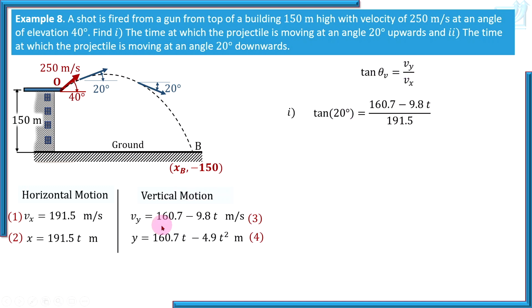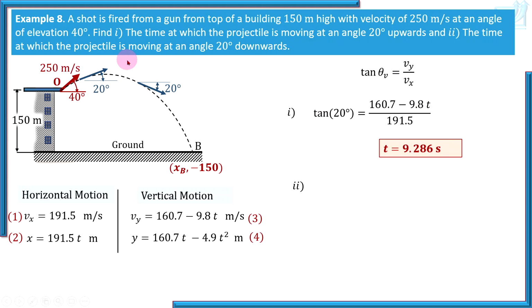Vy, what is Vy? 160.7 minus 9.8 t. And what is Vx? 191.5. And you have found out the answer. So t is equal to 9.286 seconds. So when the projectile is moving at an angle of 20 degrees upwards, what is the time? 9.28 seconds.